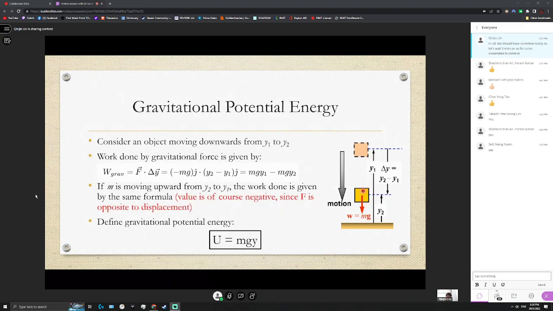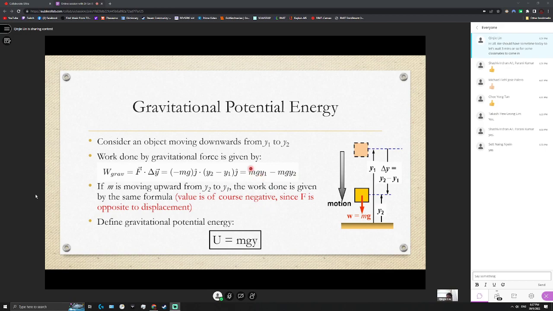But in this simple case, we will have mgy1 minus mgy2. y1 is here, y2 is here. So the work done will be mgy1 minus mgy2. If m is moving upward from y2 to y1, the work done is given by the same formula, but it will be negative. Because gravitational force is still acting downwards, if we have the same object moving from y2 to y1, we get the same magnitude, just with a negative sign in front. That's what the third point is talking about.